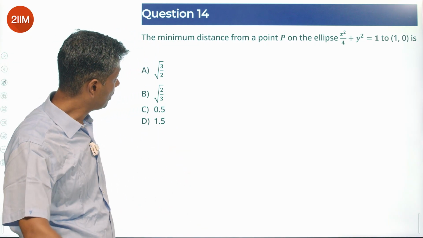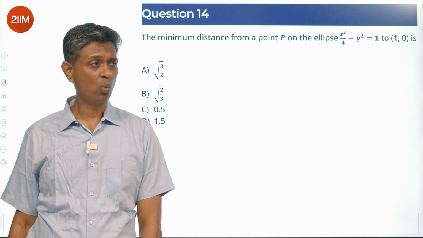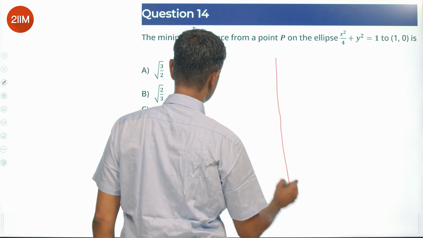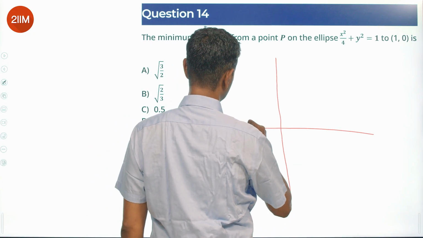The minimum distance from a point P on the ellipse x square by 4 plus y square equal to 1 to the point 1, 0. And brute force this x square by 4 plus y square. So it's a curve like this.